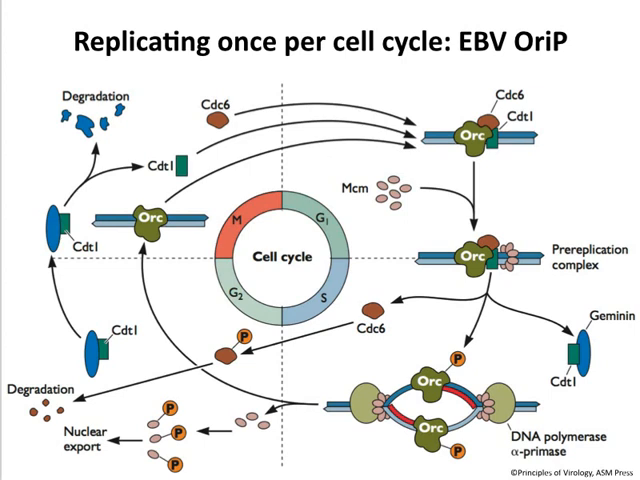It can only replicate once because it's pretty slow. And if it tried to replicate more than one time, these proteins would not be available at any other time. They would not be available in S or G2 or M. They're only available in G1. The reasons are complicated. For example, this CDC6 protein is degraded in the S and G2 phases.